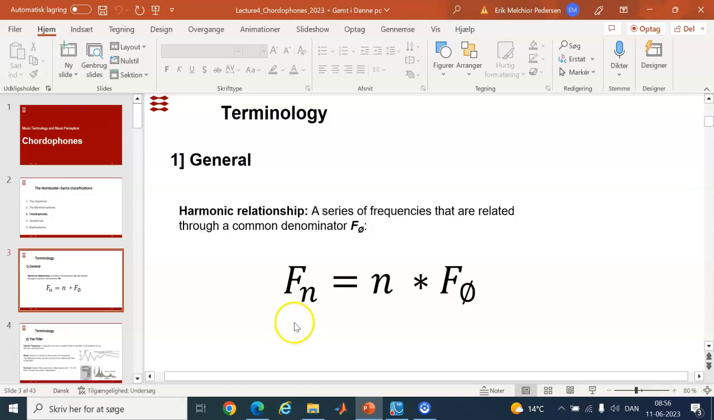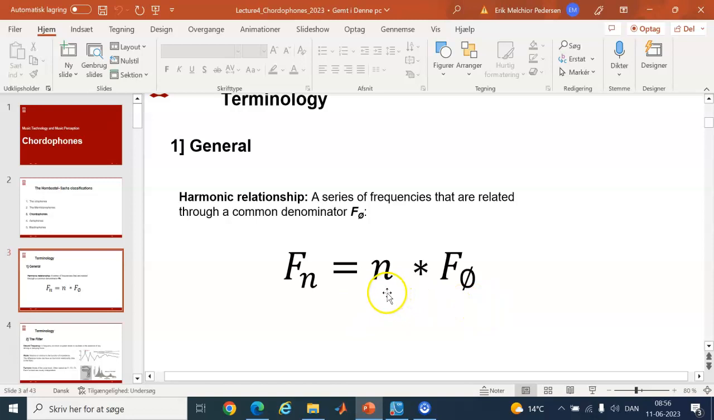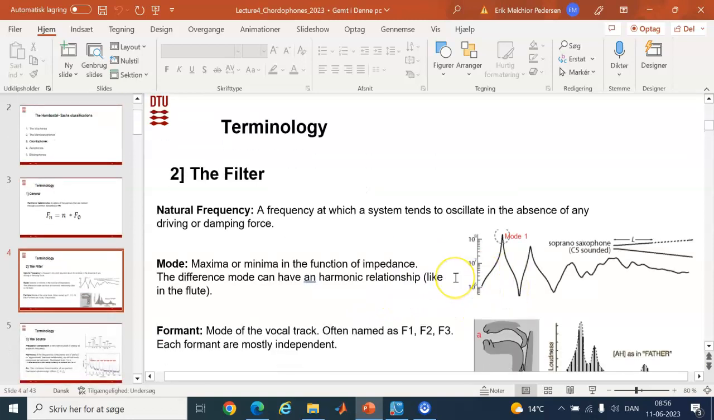Harmonic relationship is general terminology. Harmonic relationship, a series of frequencies that are related through a common denominator F0. Fn is n times F0, if you say that F0 is the fundamental frequency. So harmonics in a harmonic relationship: F2 is 2 times F0, F3 is 3 times F0, Fn is n times F0.